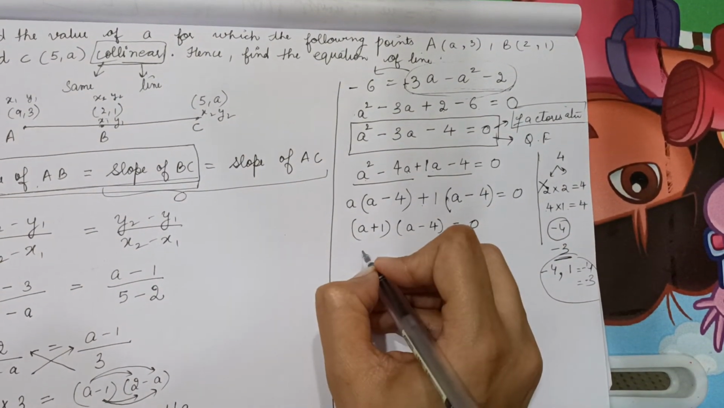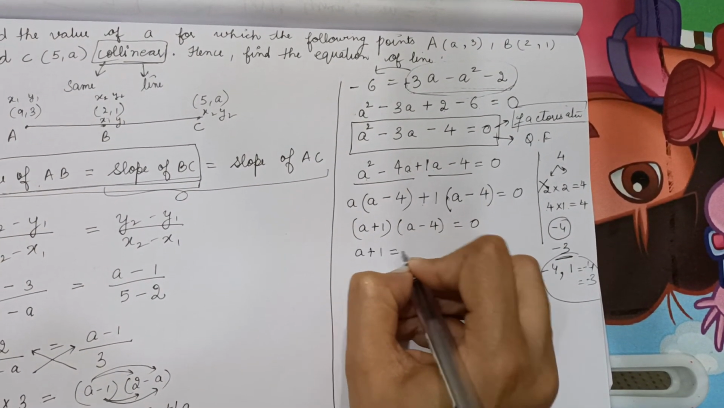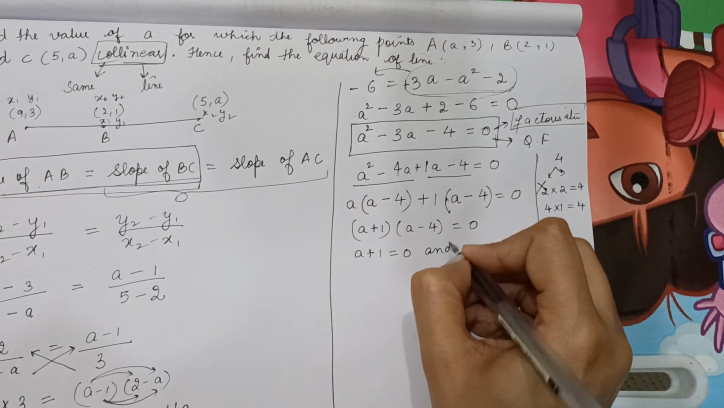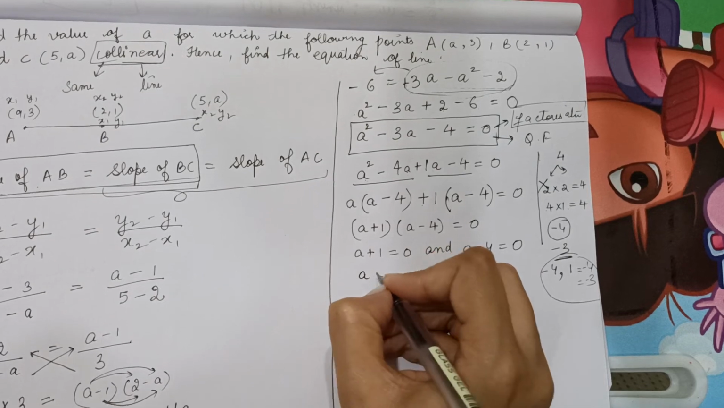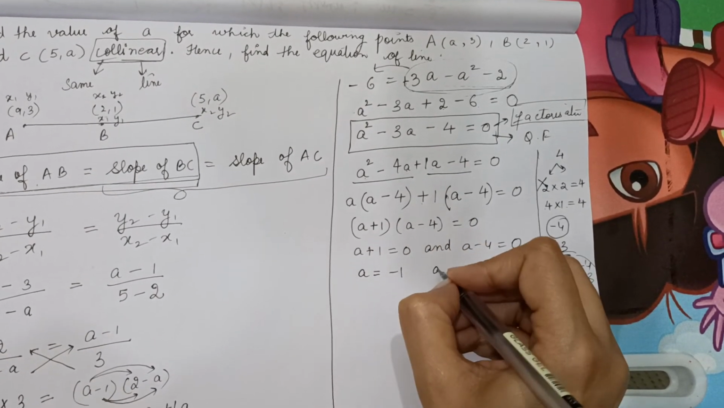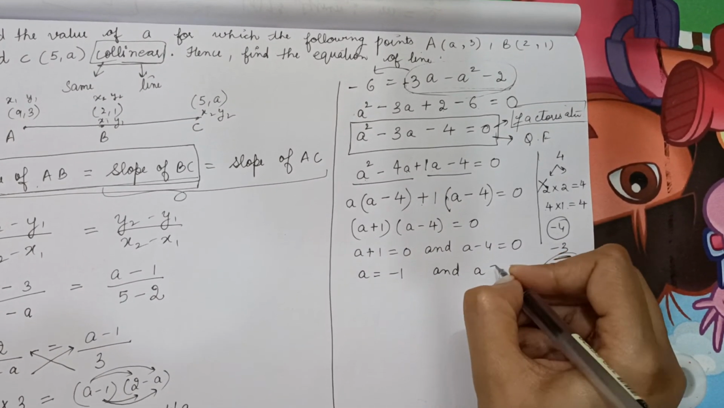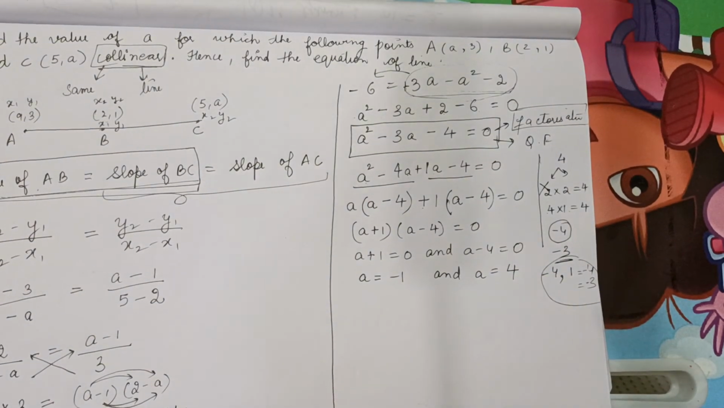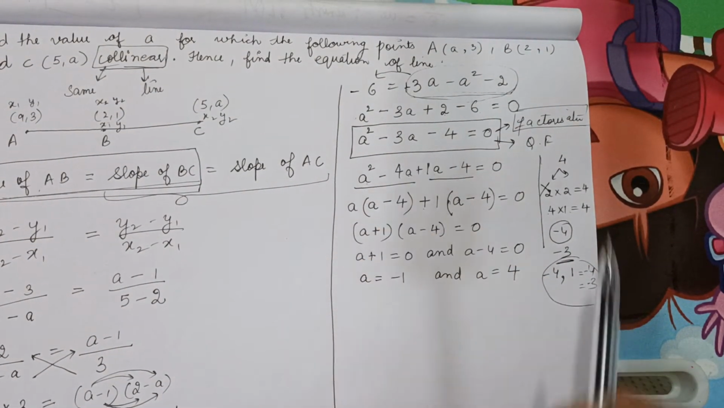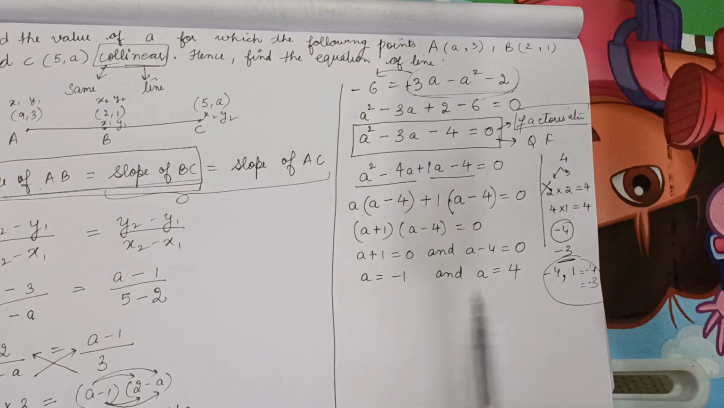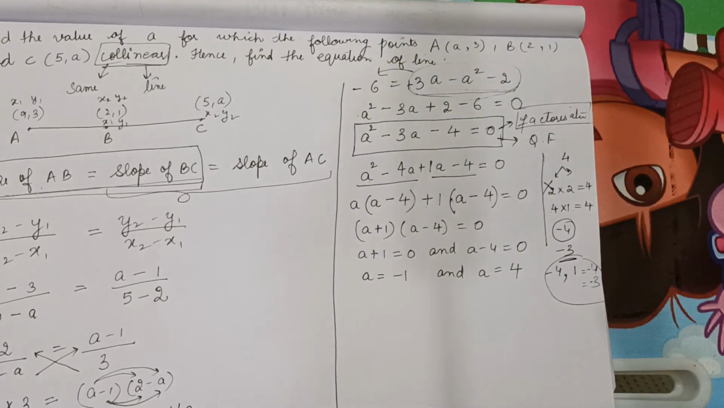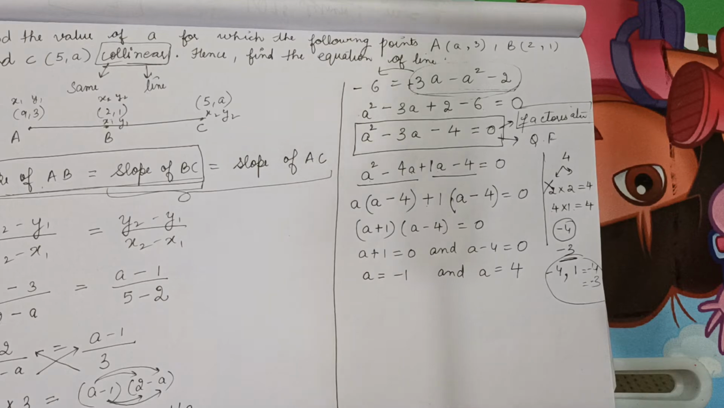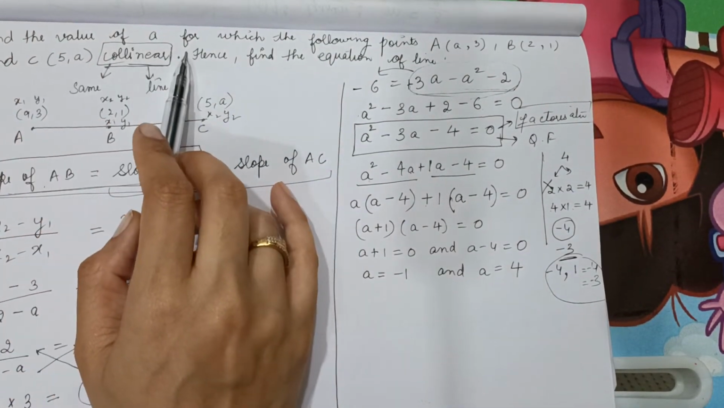So from here we can see a plus 1 is equal to 0 and a minus 4 is also equal to 0. So a's value from here is minus 1, and from here a's value we are getting plus 4. Because it was a quadratic equation, you can see two values of a we have got, minus 1 and 4. So we have completed the first part of this question, which says find the value of a.